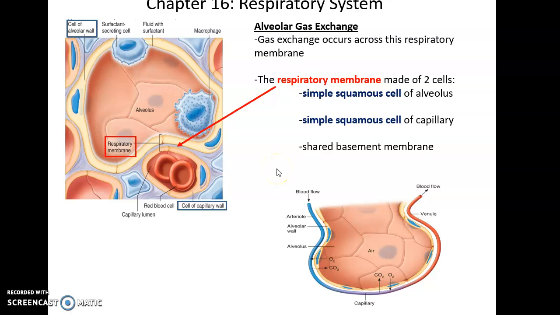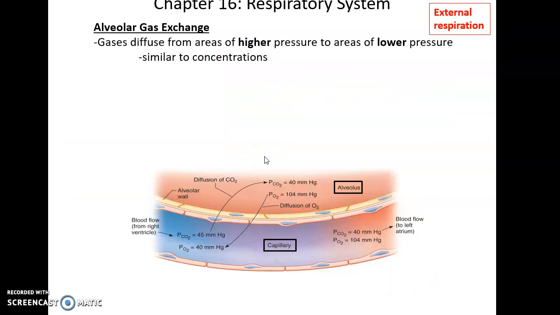So the exchange of gases occurs between the pulmonary capillaries, the blood capillaries, and the alveoli. So you have the simple squamous cells of the alveolus adjacent to the simple squamous cells of the blood capillary. Matter of fact, they're so close together, they actually share a basement membrane. So this is about as thin as you can possibly get. And this allows the gases to move from the air in the lungs to the blood in the bloodstream.